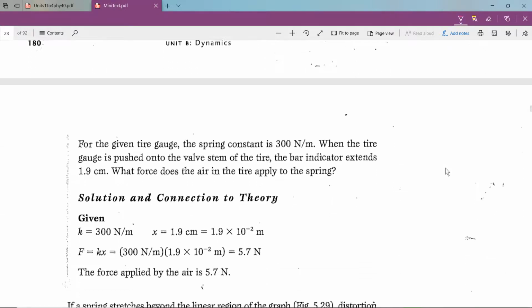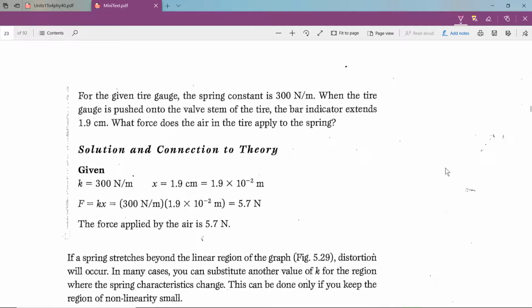Let's say the spring constant was 300 newtons per meter, so that's given, so that's K. K equals 300 newtons per meter. And so the extension is 1.9 centimeters. And remember, convert that to meters, so 0.019 meters. What force is applied? So F equals Kx. So it's just 300 newtons per meter times 0.019 meters. And so the air applies 5.7 newtons to the tire pressure gauge.